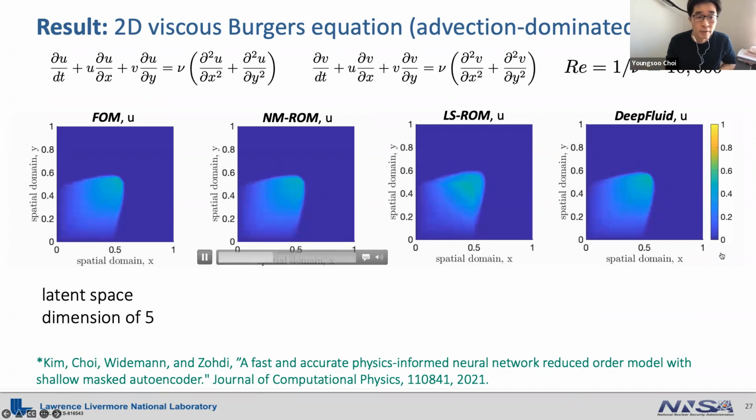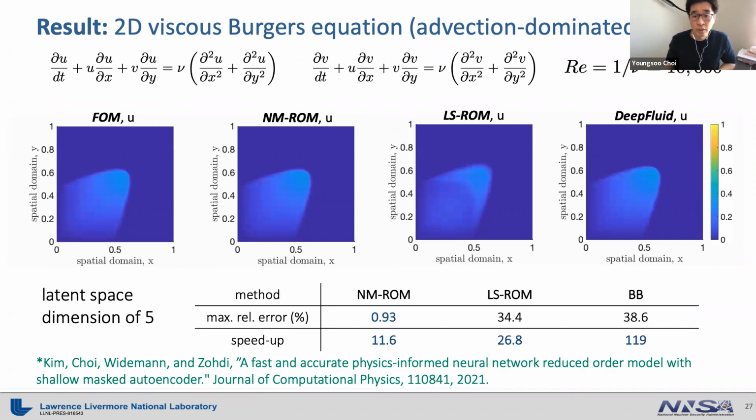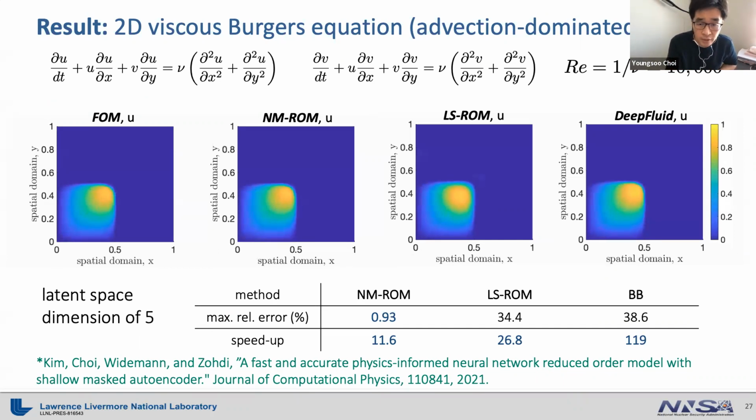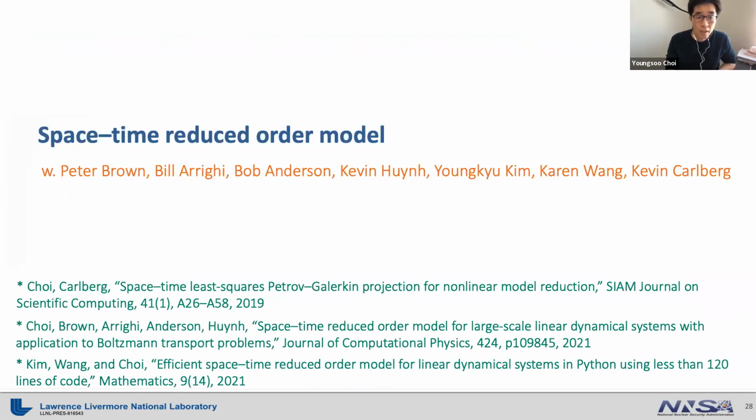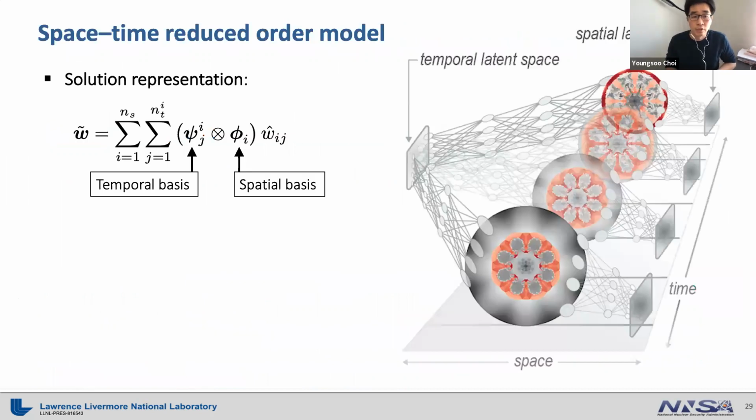All these data-driven methods use a latent space dimension of 5. Furthermore, quantitatively, NMROM achieves a less than 1% maximum relative error, and a speed up of 11 is achieved at the same time, while the non-intrusive methods, these deep fluids and the LS-ROMs, are struggling to get good, accurate solutions. All right, another potential way of overcoming the issue caused by the advection-dominated problem is to use the space-time reduced model. I would like to introduce that.